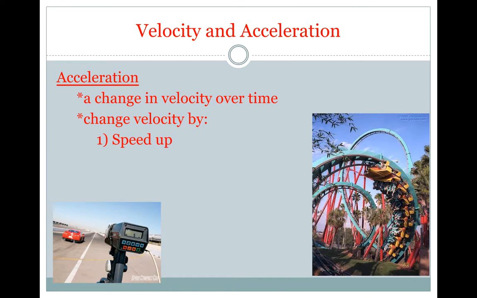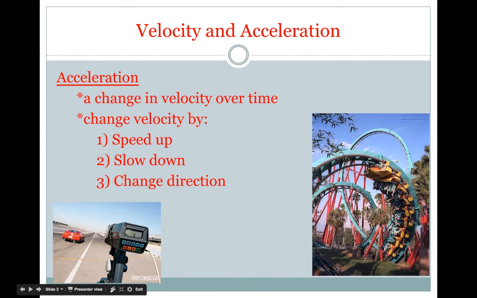But we can also change the velocity by slowing down. So when your parents slam on the brakes and you make that sound, so you're going from 30 miles per hour to 0, that is also accelerating. So it's kind of a weird way to say that we're accelerating when we're slowing down, but acceleration is just when we change velocity. So we can change velocity by speeding up, slowing down, and then the last way is if we change direction. So again, in this roller coaster, how they're doing loops and they're going all which way, they're changing direction, so they're constantly accelerating.